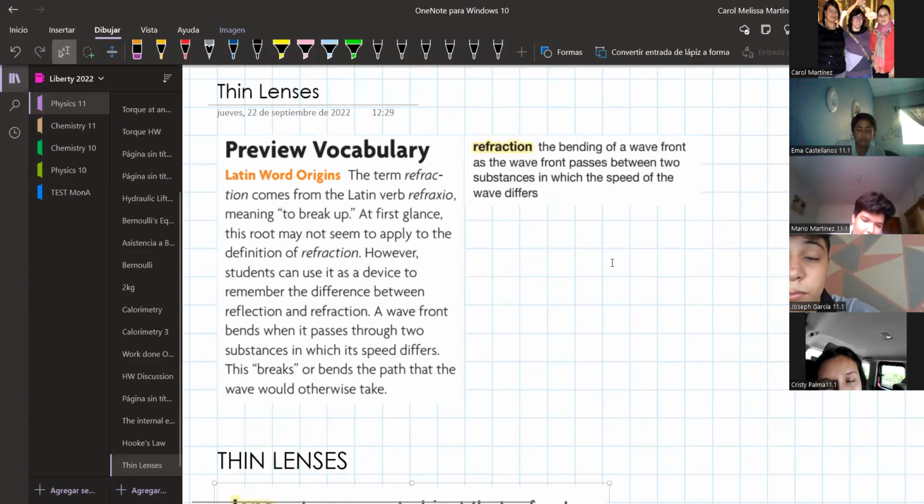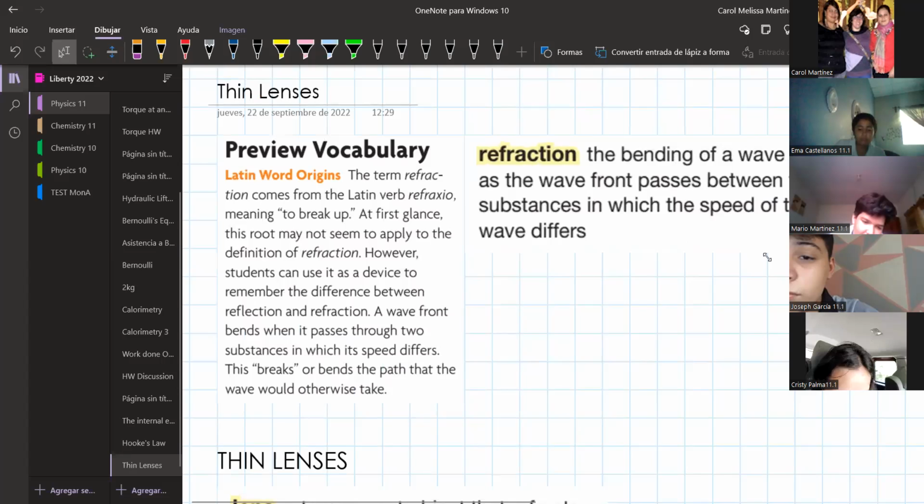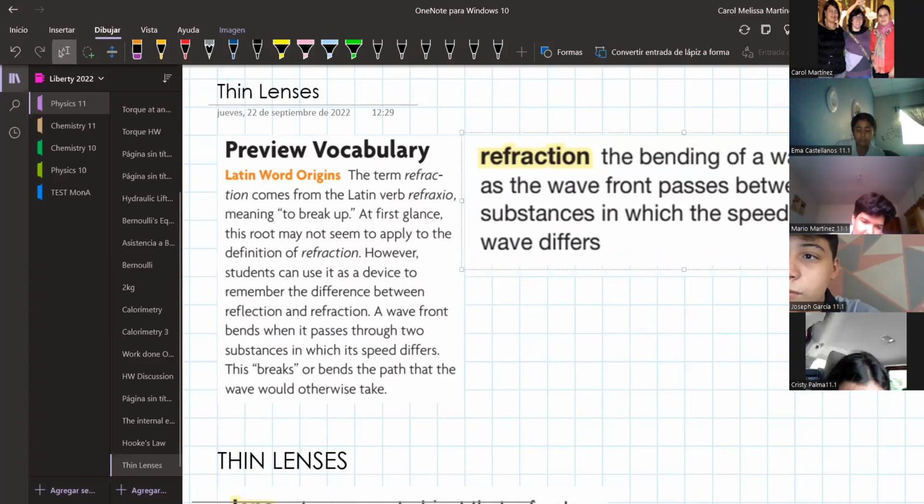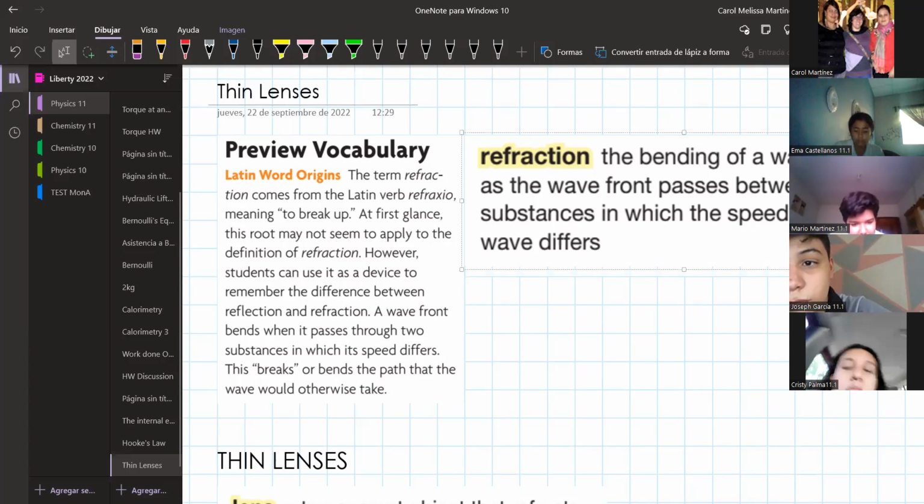Now, you have to know that lenses work by refraction of light. The definition of refraction says that it is the bending of a wavefront as the wavefront passes between two substances in which the speed of the wave differs. So in other words, refraction occurs when light passes from one medium to another.